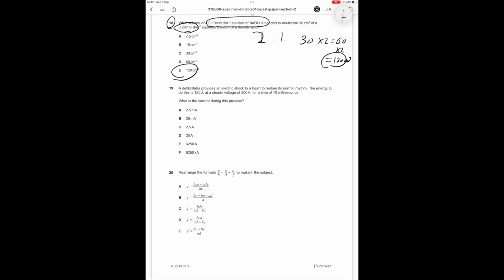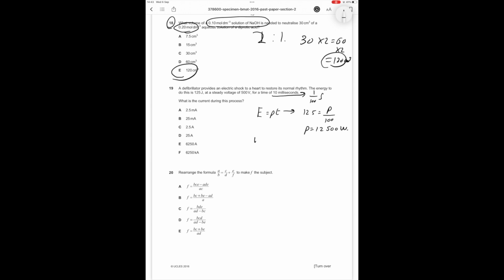A defibrillator provides an electric shock to a heart to restore its normal rhythm. The energy to do this is 125 joules at a steady voltage of 500 volts for a time of 10 milliseconds. What is the current during this process? First of all, let's convert this into seconds. 10 milliseconds, at 1000 milliseconds per second, is just 1 over 100 seconds. So we're working with two equations. Energy is equal to power times time. 125 is equal to power over 100. Power is equal to 12,500 watts.